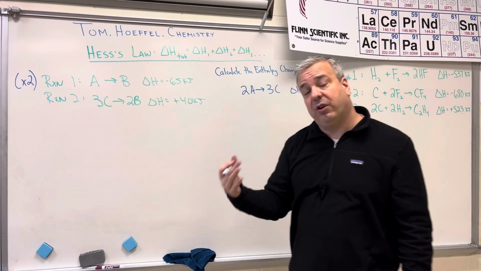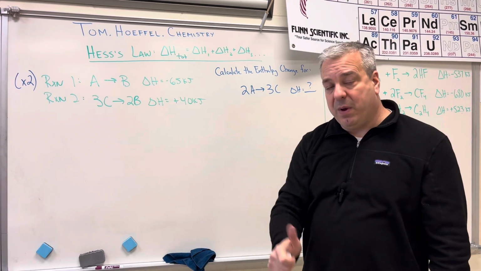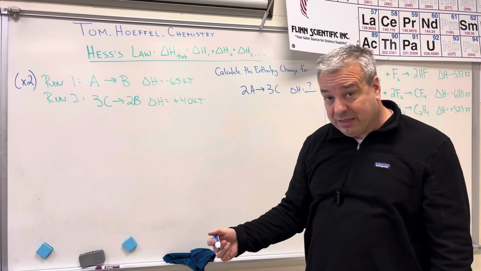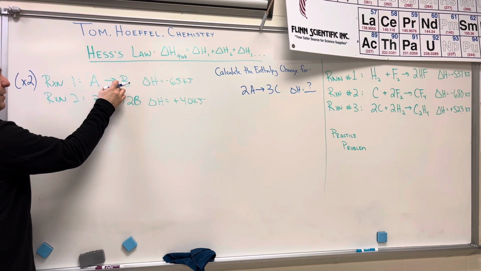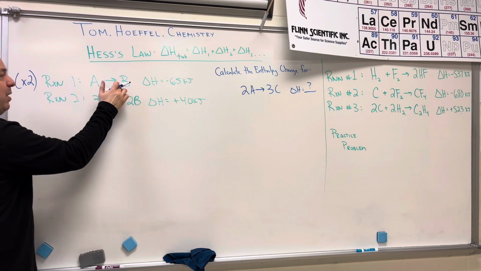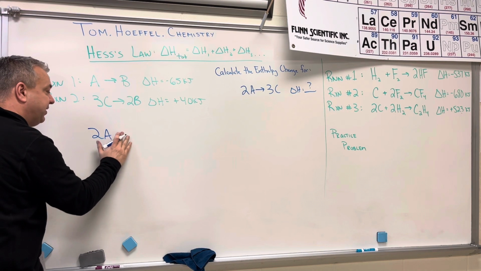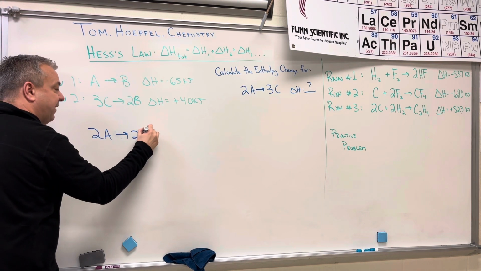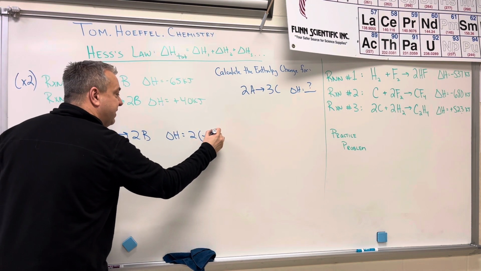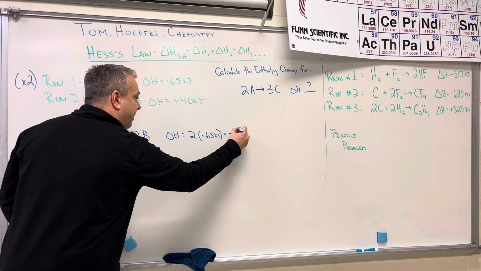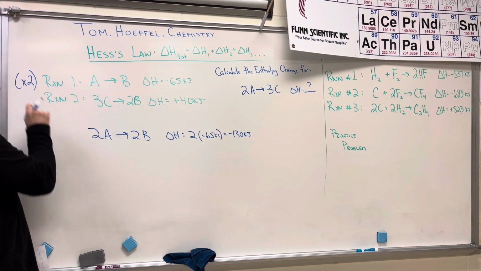Let's do that now. We're going to learn a couple things here in this second example. We're going to learn how to multiply a chemical reaction, and when we multiply that chemical reaction, we also have to multiply the enthalpy change. When you multiply a chemical reaction, the only thing that you're changing is the coefficients. Right now, there's 1A and 1B. So if I'm multiplying this by 2, we're going to change that to 2A yielding 2B. Then our enthalpy change is going to be 2 times negative 65 kilojoules, which is negative 130 kilojoules. So that's what I'm going to do to reaction number 1. I'm going to double it.